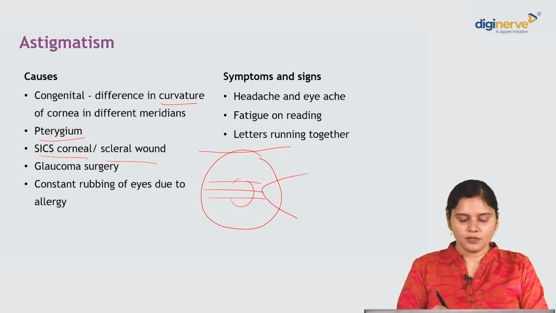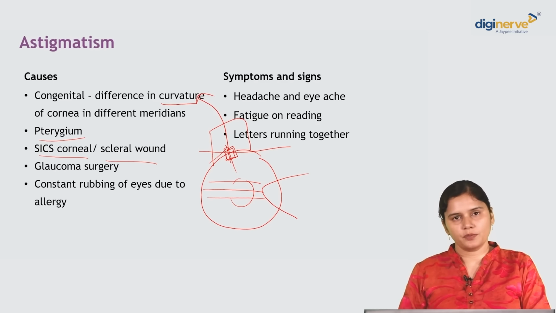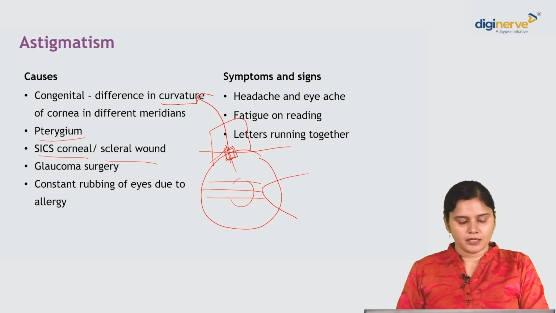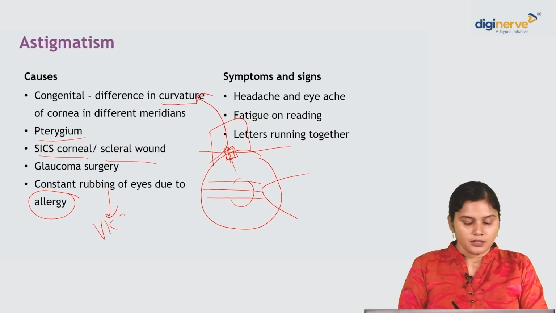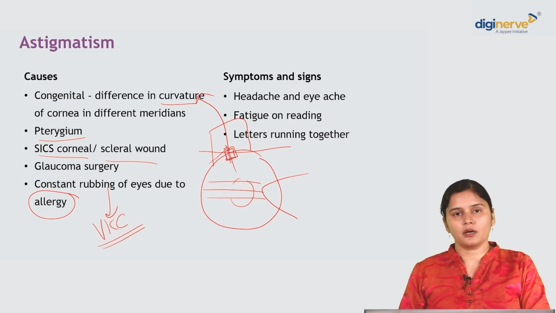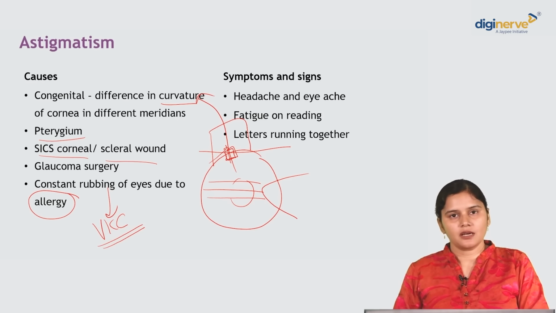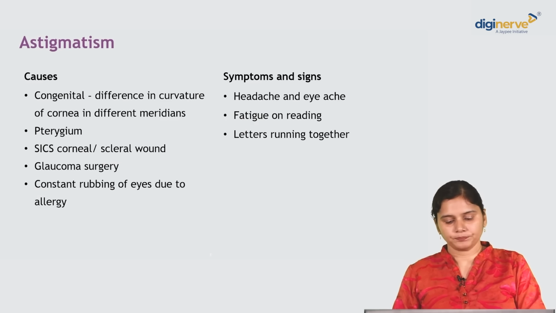In glaucoma surgery, we make a flap. There is an ostium made in the sclera through which the aqueous can flow out. So there is some sort of weakening of the cornea that happens in the superior part that can also lead to astigmatism. If there is constant rubbing of eyes due to allergic conjunctivitis, especially in children, alleviating itching is more important than alleviating the allergy itself, because rubbing of eyeballs has been proven to lead to keratoconus in children who keep rubbing their eyes for a very long time.